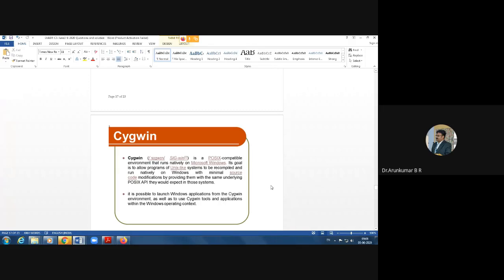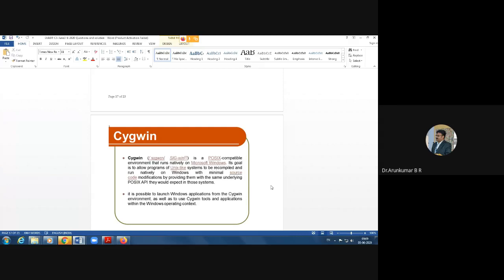We'll go to the Cygwin. Friends, here you are not asked to write pages together, and you'll be writing briefly on it. If you want some more information, it is always available in the regular class by referring to the different question papers and other things. I think this information is enough as per the scope of the syllabus.